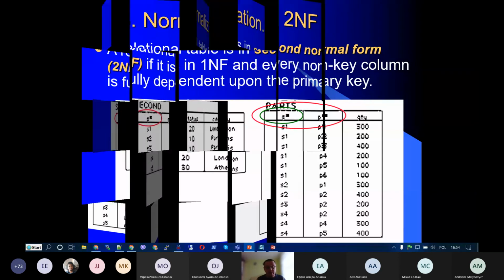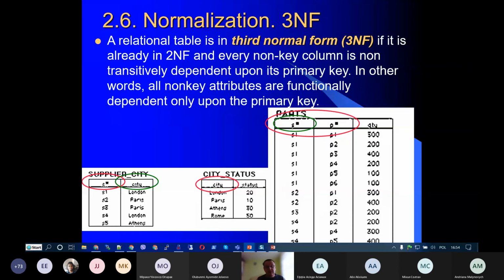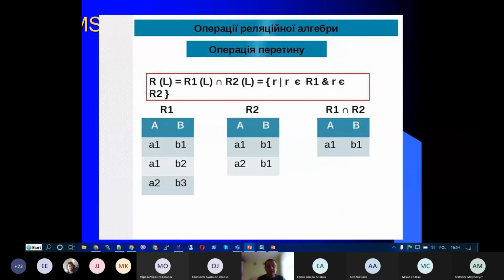status from parts in this case. And with 3rd normal form, in this case, non-key columns don't depend upon anything except the primary key. In other words, all non-key attributes are functionally dependent only upon the primary key. So we separate city status, supplier city and parts, and every time we can access parts by values obtained through city and supplier status. And here is how it can look. So to store our information, we turn one table into 3.